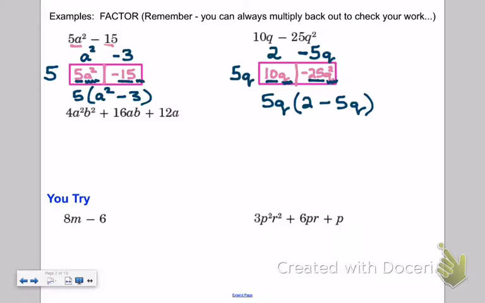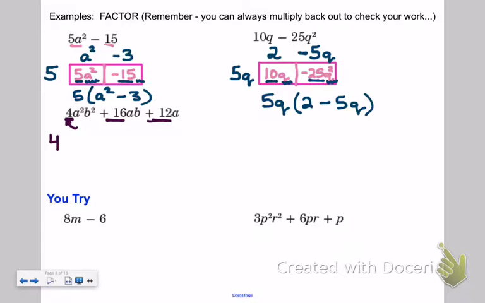This last one, we can do it like we did on the last page. So we have a 4, a positive 16, and a positive 12. What is the GCF of those 3 numbers? Well, they're all divisible by 4, and I can't divide them by a higher number because I have a 4 here. So the coefficient GCF is 4.